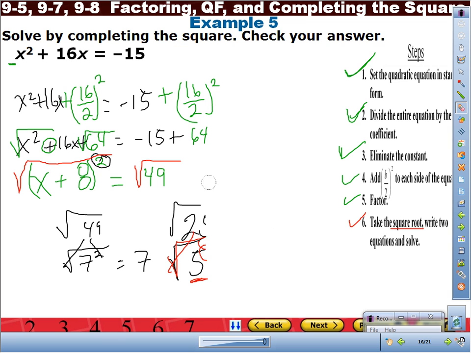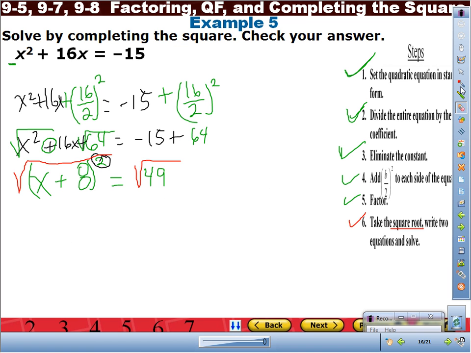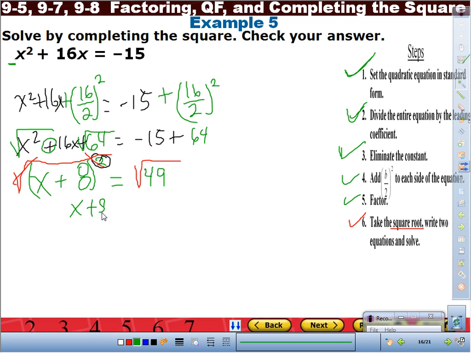Let me erase this. So, the square root is canceled with the squared. What do we have left? X plus 8 equals, check this out, square root of 49. 7, but we need to write plus minus 7. Now we just solve for x. To leave x by itself, what do we do? Subtract 8 from each side. We're left with x equals minus 8 plus minus 7.